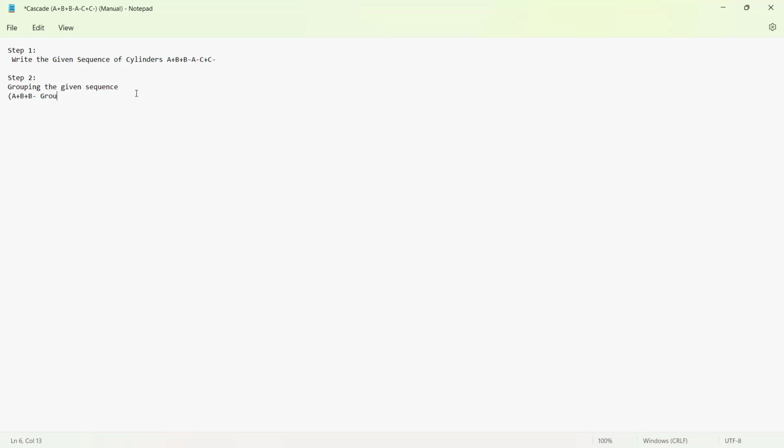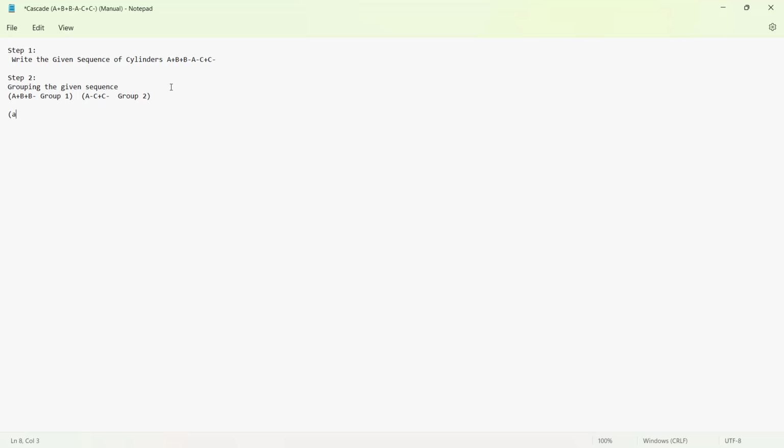in group 1. Similarly, A minus, C plus, C minus in group 2. But if you look, group 1 and group 2 have the same cylinder sequence. So as per the rule, it should not be like that. So you change it.